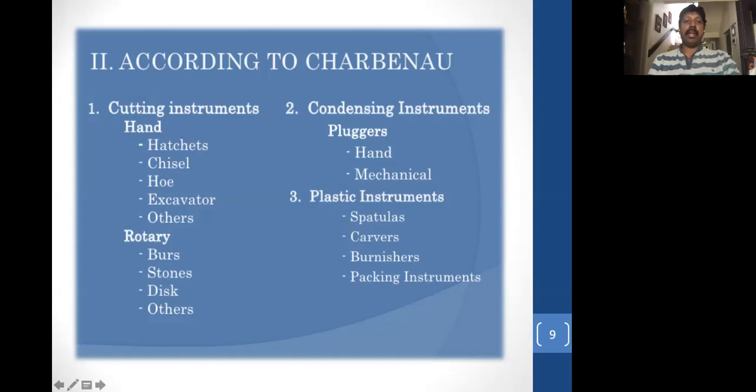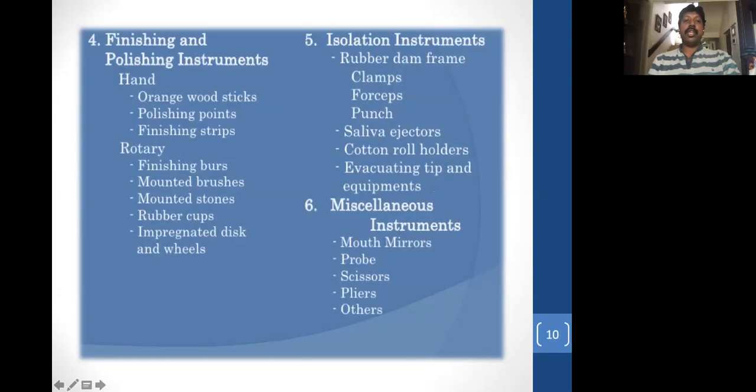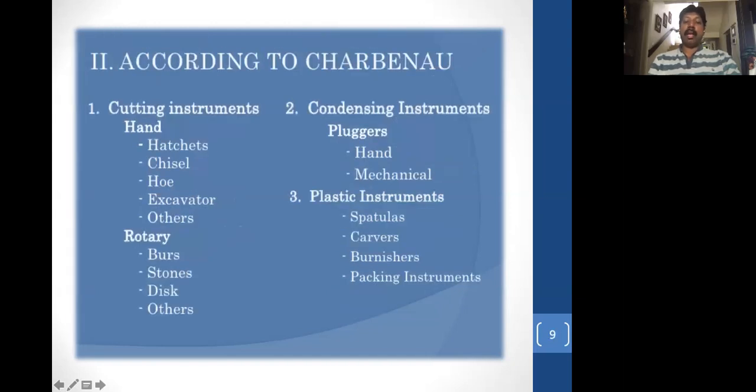Charbonneau classified instruments as cutting instruments, condensing instruments, plastic instruments, finishing and polishing instruments, isolation instruments, and miscellaneous instruments. Cutting instruments, as I told you, are hatchets, chisels, hoe, excavators, and others. They are further divided into two types: hand cutting instruments, that is hatchets, chisel, hoe, excavators, and rotary cutting instruments, that is burrs and stones, where you are mounting the instrument on something else like a motor. Ultimately you have to use your hand for rotary also, but you can't just use the hand alone; you have to take a burr.